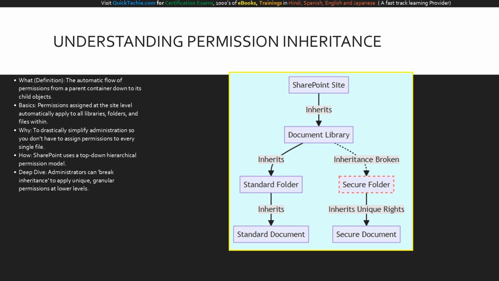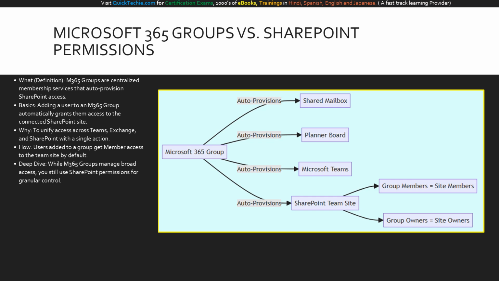Instead, it allows us to establish a brand new set of unique rights, which then flow down to the secure document inside it. This is exactly how you protect sensitive financial or HR data that lives inside a widely accessible team site. Let's clarify a vital relationship: Microsoft 365 groups versus native SharePoint permissions.